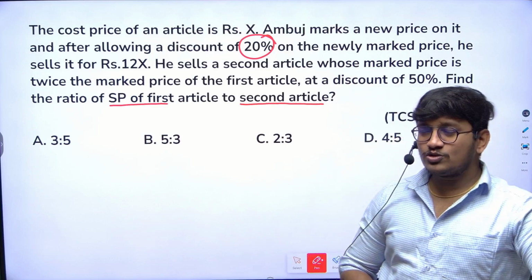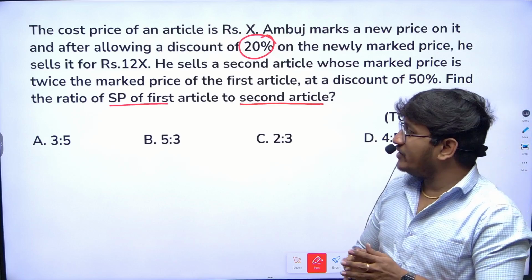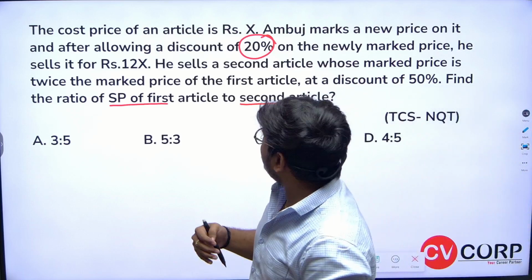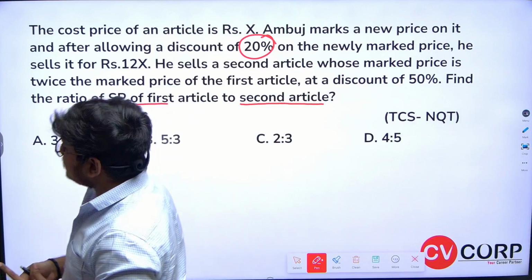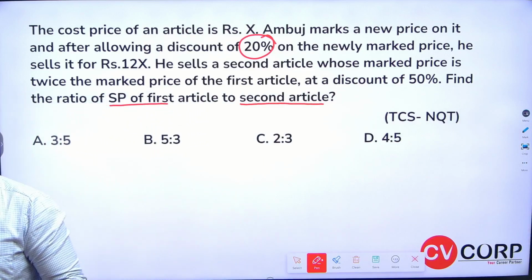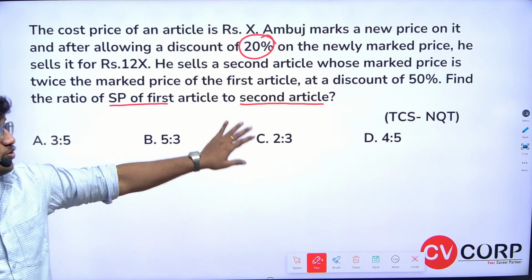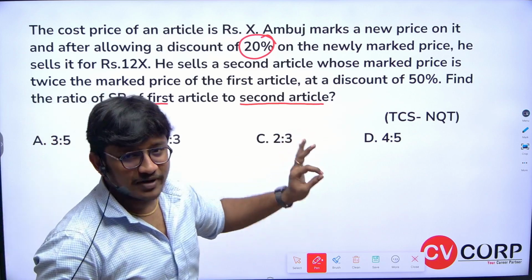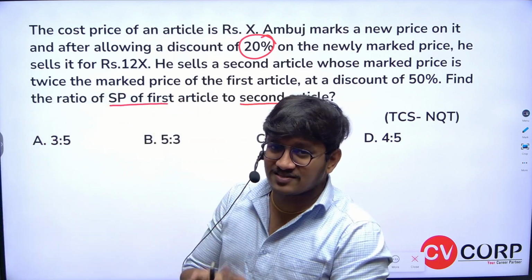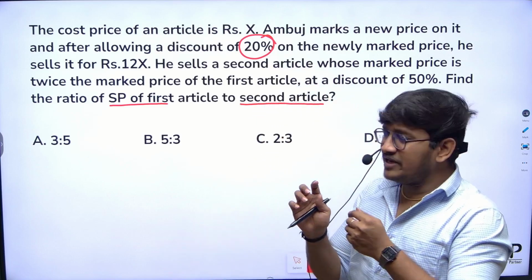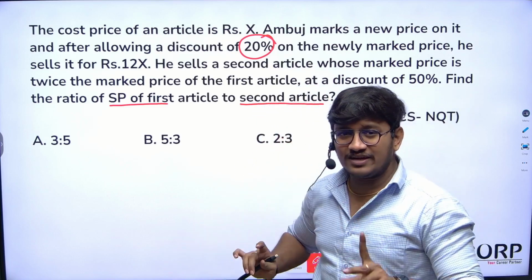So students might be thinking there are so many values, and they have mentioned x, 12x selling price, and so many discounts. But if you properly read the question, this question can be answered within a minute. If you properly understand the question, there are not many logics here, just simple straight logic.